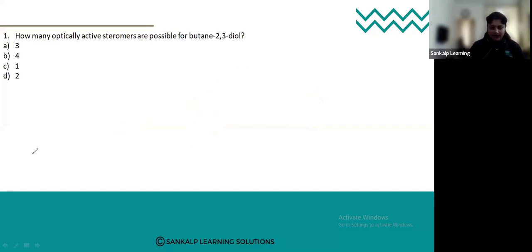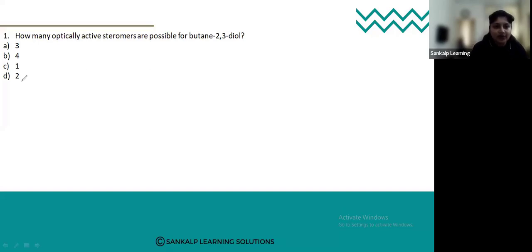Fine. So let us start with the question. This is the first question. How many optically active stereoisomers are possible for butane 2,3-diol? Okay, so how are you going to solve this?